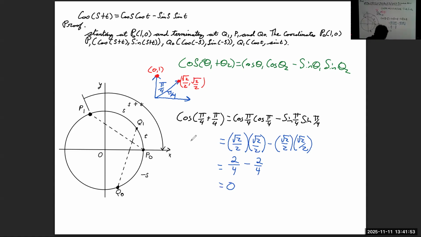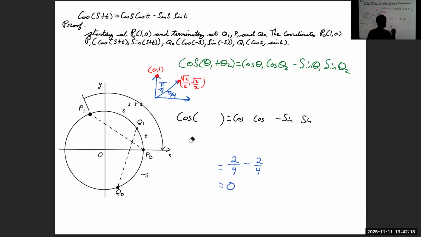Wow, what an amazing result. I used my new fancy formula to demonstrate that the cosine of pi over 2 is 0. Okay, but that's what the formula starts with. We could also show this with pi over 3's and pi over 6's. Let's see how that works.